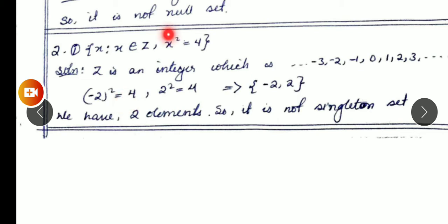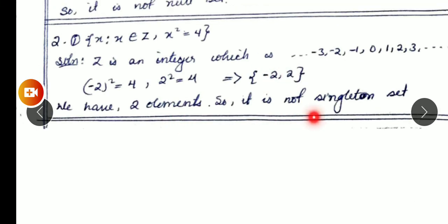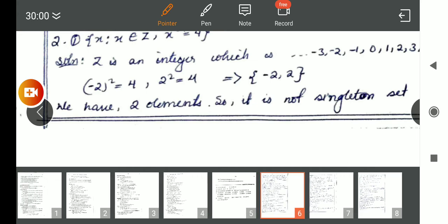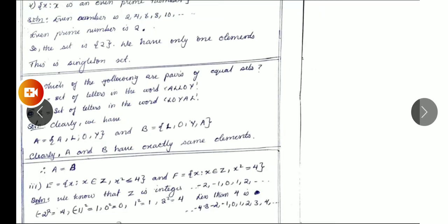Here x squared equals 4. As you see, minus 2 squared means 4, plus 2 squared means 4. So we have two members, so it cannot be a singleton set.